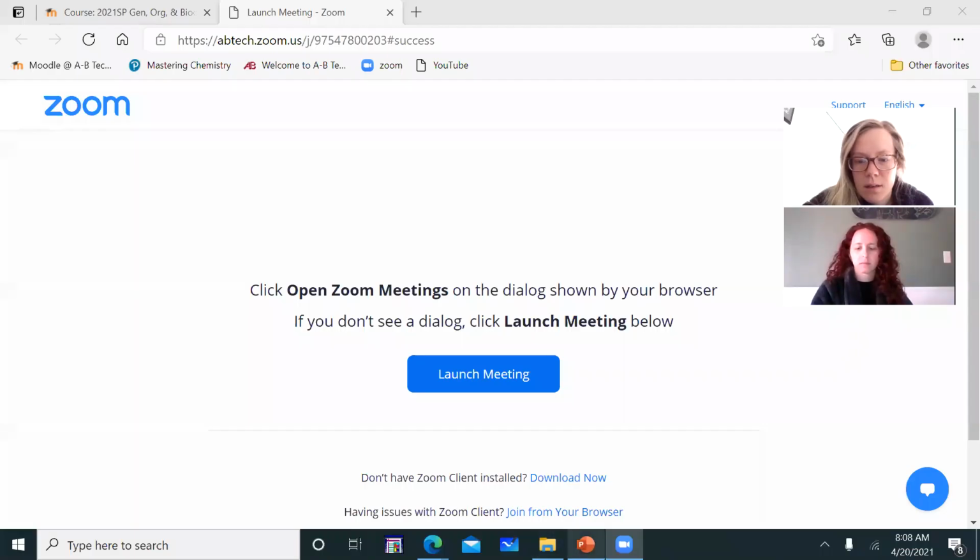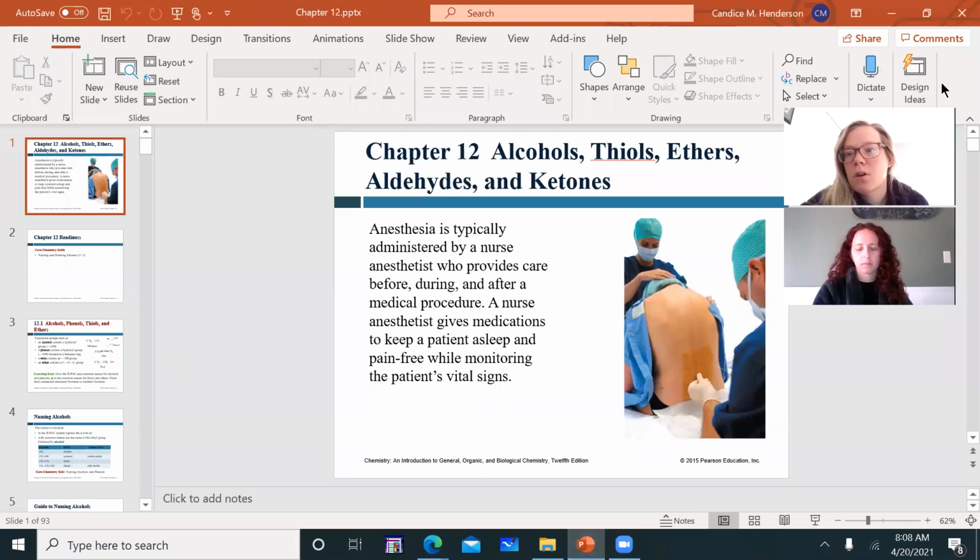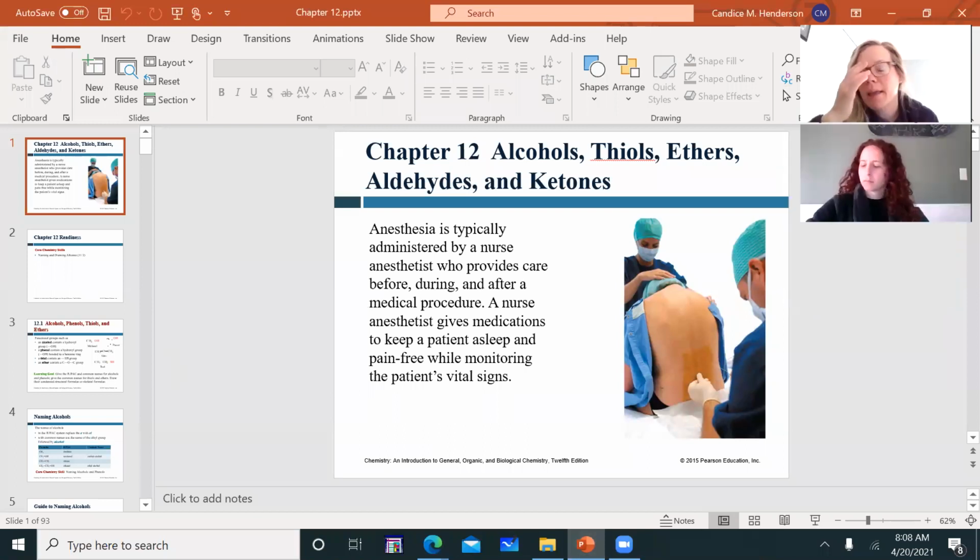So let's go ahead and check out chapter 12. Chapter 11 was all on the really basic simple organics, right? So alkanes, alkenes, alkynes, those with some branches or substituents, accessories, and then we finished off with the benzene ring. And remember, the benzene ring is 6 carbons. We'll just draw it while we're talking about it.